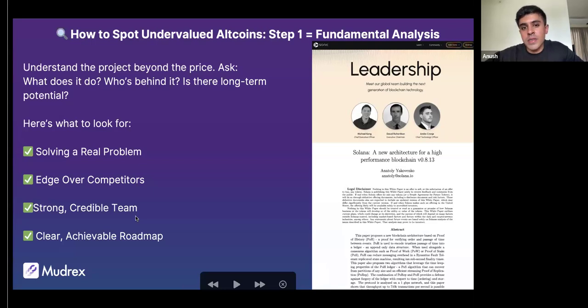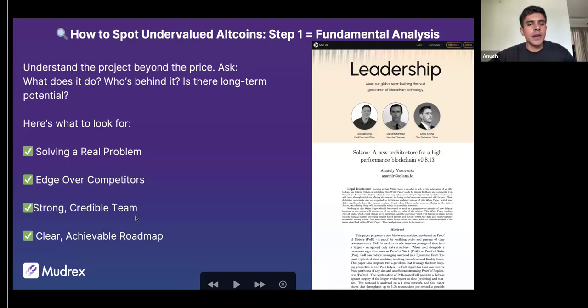Next, how does it stand out versus its competitors? What makes the project different, right? Let's say you're looking at a new layer one blockchain, there are already a ton out there. Ethereum, Solana, Avalanche, Sui are some examples. So what makes this one special is the question you need to be asking. Is it faster? Is it cheaper? Is it more developer friendly? Does it actually solve scalability issues that others haven't checked, right? If a project is just a copy paste of something else, it's going to struggle to gain traction. But if it offers a real edge, that's when it becomes interesting.